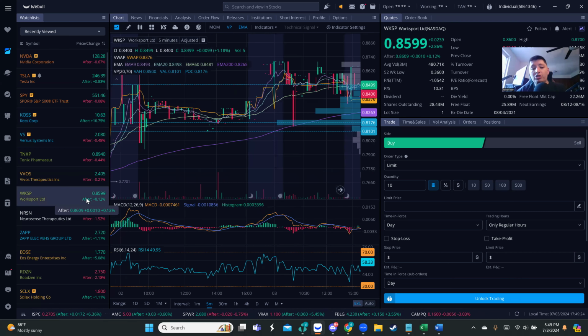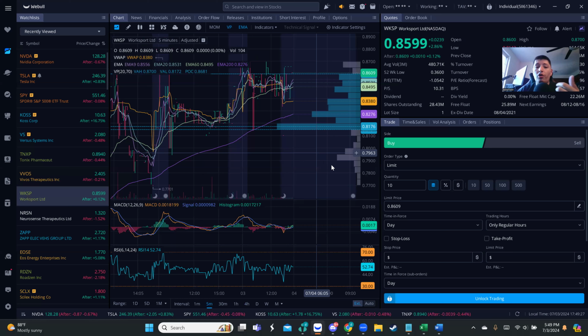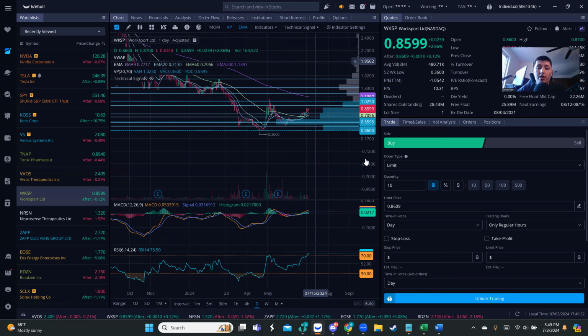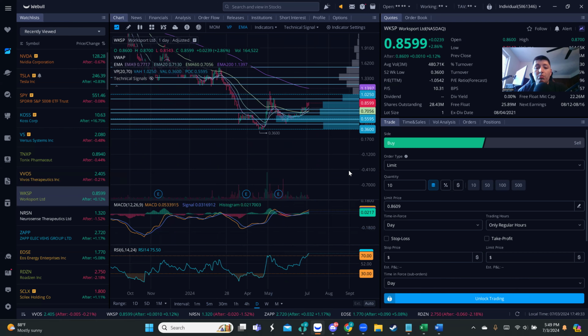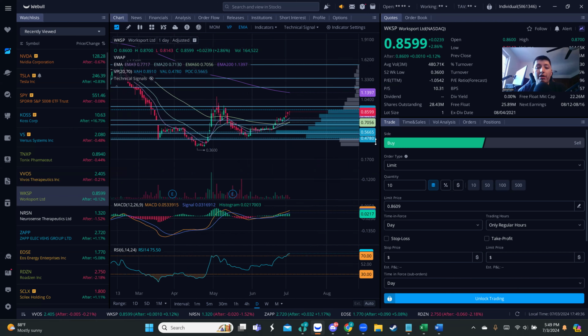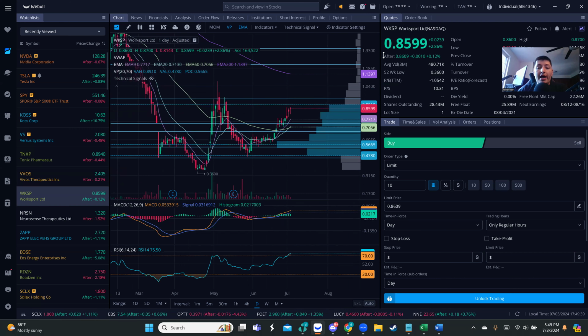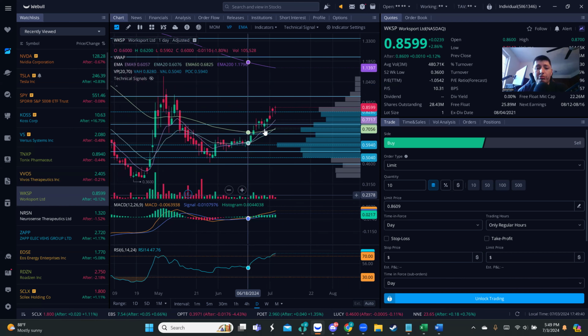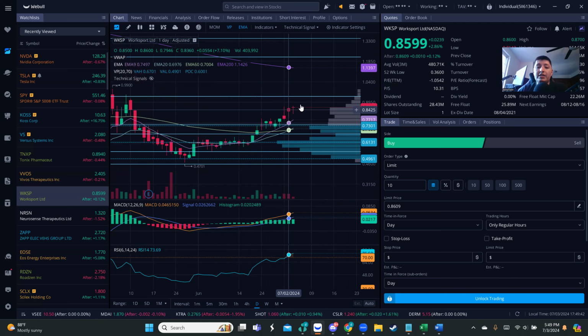WKSP, I'm gonna talk about it briefly here. This is a low float stock that I'm loading up on. You guys know this is one of my biggest positions. I actually made a video about this, but you can see why I like it: we are already forming a second flag. The first flag, we just broke here. Now we're forming a second flag.